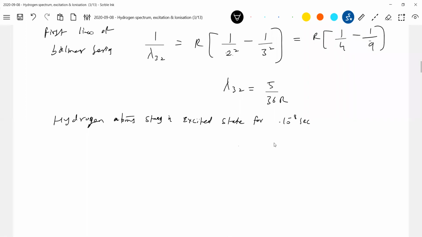Sir, lambda 32 is 36 by 5R. 36 by 5. Yeah, okay, okay. This one.